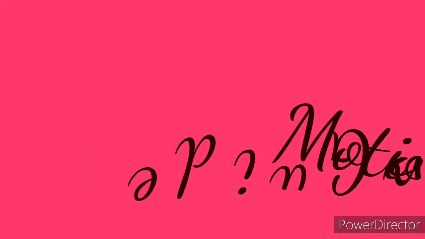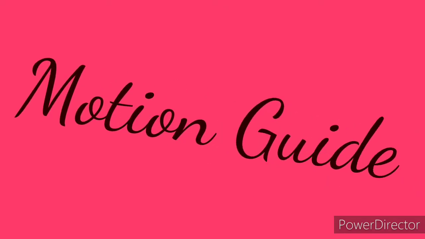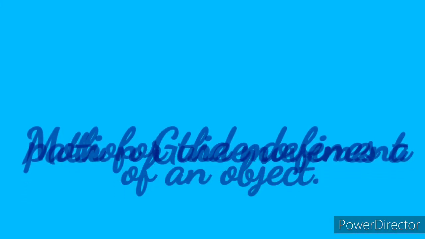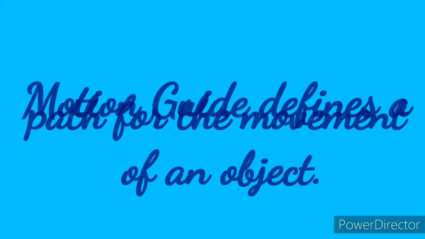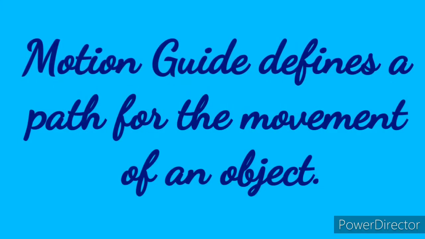Next term is motion guide. What is motion guide? To understand motion guide, let's take an example. When you visit an unknown place, you don't know which path to follow to reach your destination. So what will you do at that time? You will prefer to take the help of a guide who knows the route. He or she can help you to reach your destination.